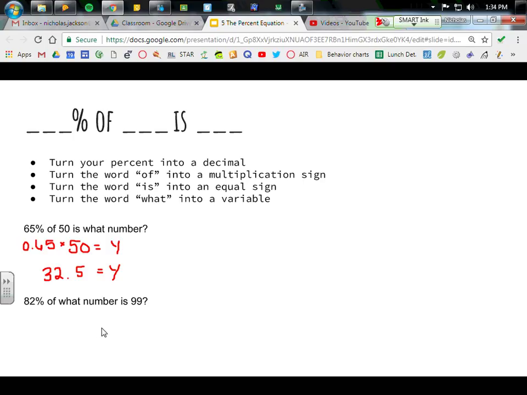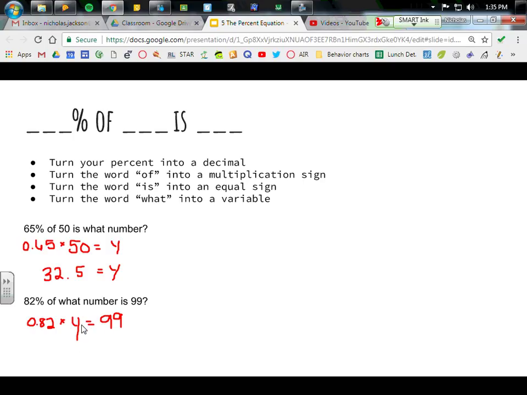But then what if you have a problem like this? 82% of what number is 99? So let's go through this. 82%, let's turn it to a decimal. 0.82. Remember, we're dividing that percent by 100. We're not simply writing the decimal point in front of our first number. So 82% becomes 82 hundredths. Of becomes times. Okay, what number? So this is what we're looking for. So let's give it a y. Is becomes equals 99. So 82 hundredths times y equals 99.